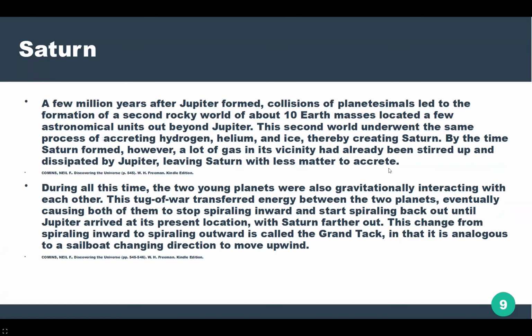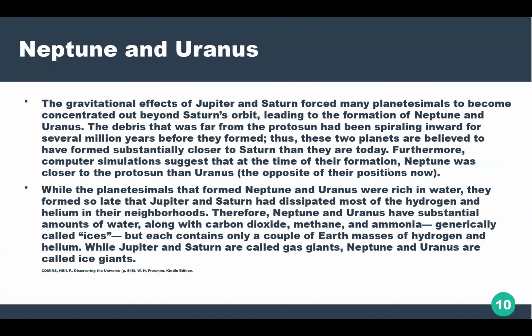The gravitational effects of Jupiter and Saturn forced many planetesimals to become concentrated out beyond Saturn's orbit, leading to the formation of Neptune and Uranus. The debris that was far from the protosun had been spiraling inward for several million years before they formed. Thus, these two planets are believed to have formed substantially closer to Saturn than they are today. Furthermore, computer simulations suggest that at the time of their formation, Neptune was closer to the protosun than Uranus, the opposite of their positions now.